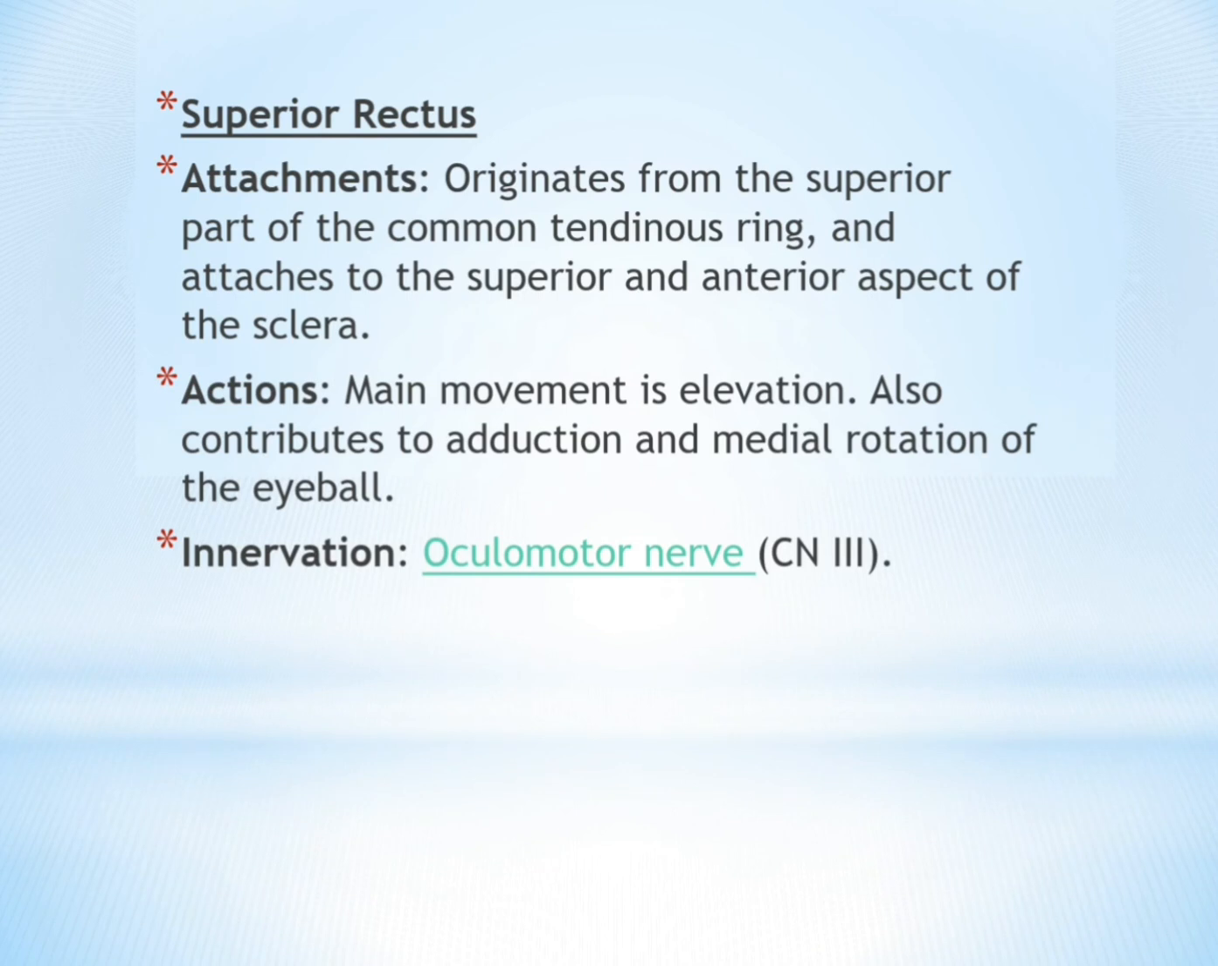The superior rectus originates from the superior part of the common tendinous ring and attaches to the superior and anterior aspect of the sclera. Action: the main movement is elevation, and it also contributes to adduction and medial rotation of the eyeball. Innervation is by the oculomotor nerve, cranial nerve 3.